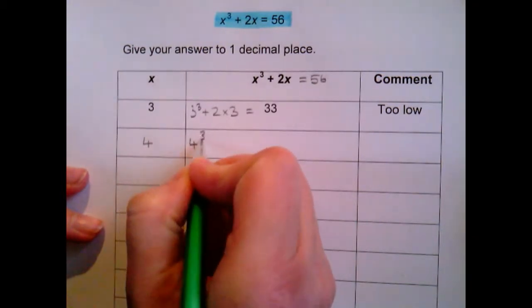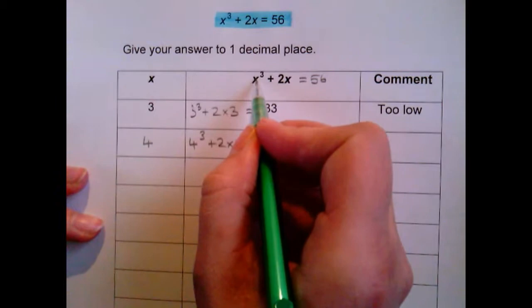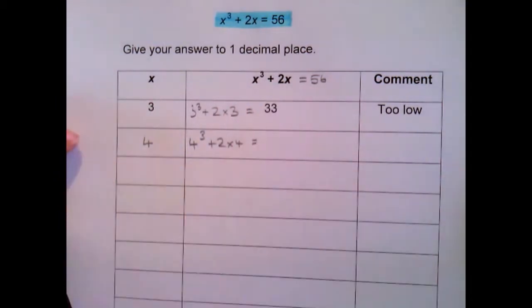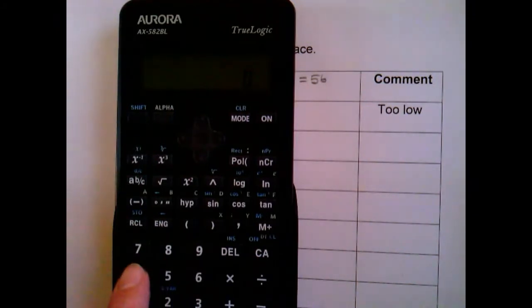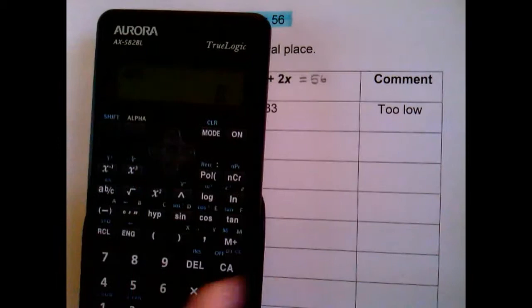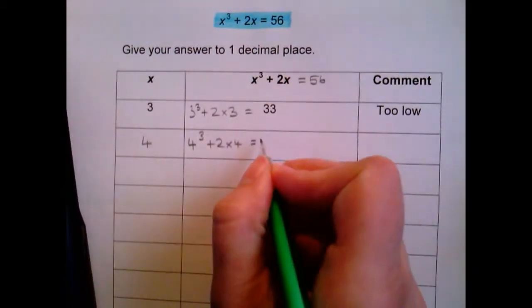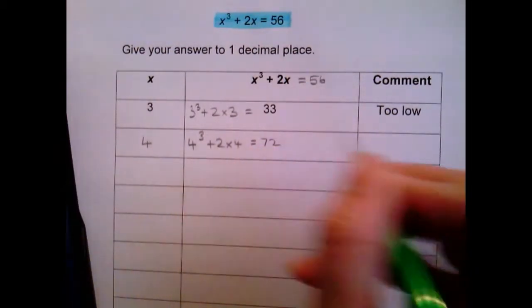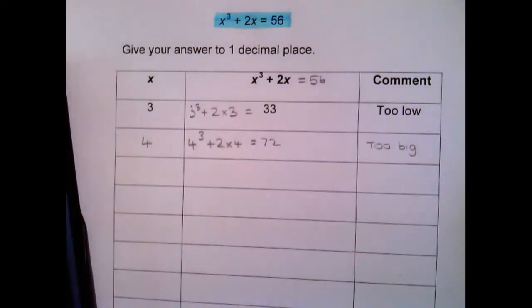So do 4 cubed plus 2 times 4. So everywhere there's an x, I'm putting in a 4 there and a 4 there. So go to the calculator and do 4 cubed, 4 with that wee button, 4 cubed plus 2 times 4 gets you 72. And 72 is too big. But that's sort of what I was expecting anyway.